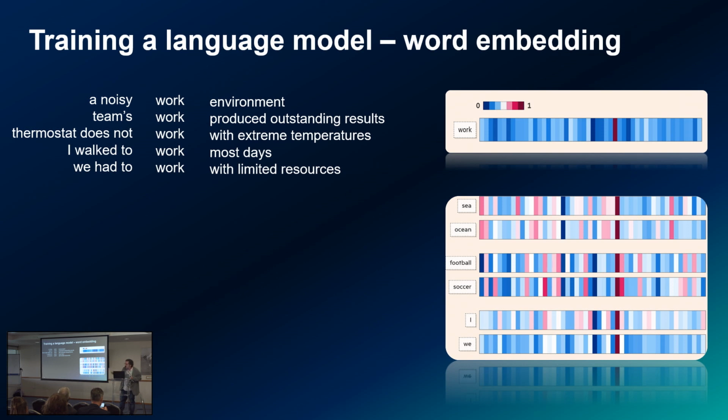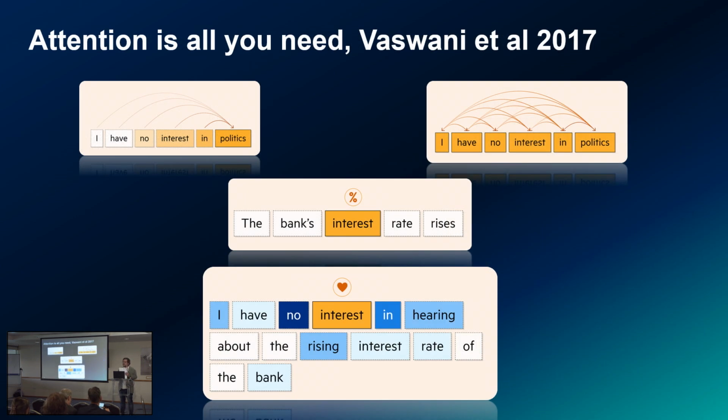But I and we as well are quite close because they're pronouns and it can be used in a very similar way. The main discovery was done by some guys at Google in 2017. There's a paper called "Attention is All You Need," and what they did was look at words instead of running them sequentially and putting them in a recurrent neural network. They looked at the importance of each word compared to each other, and that's what they call self-attention.